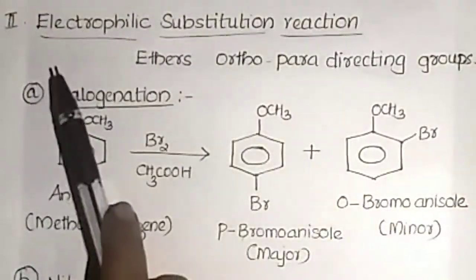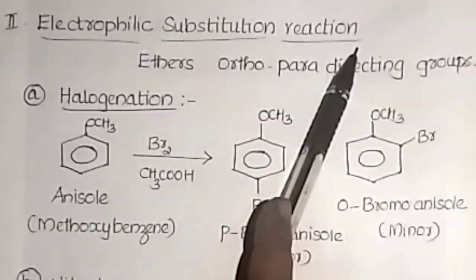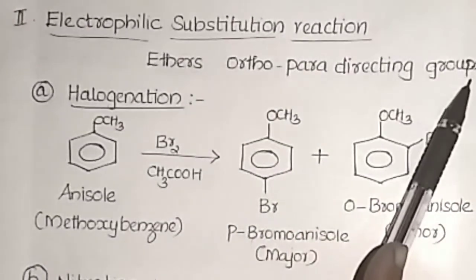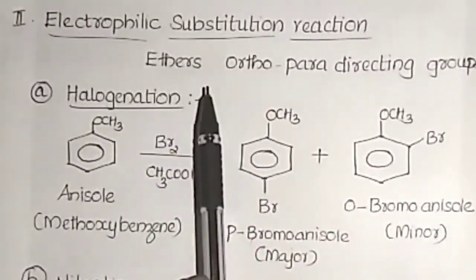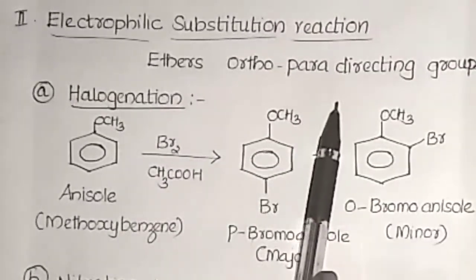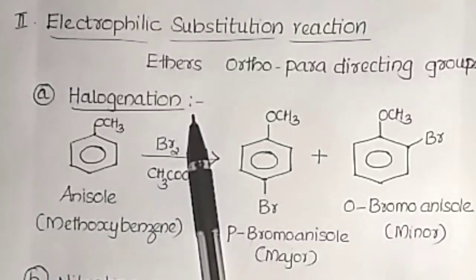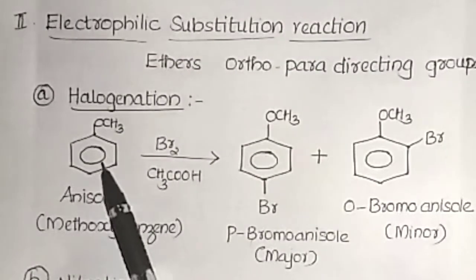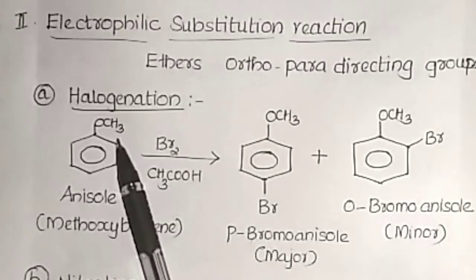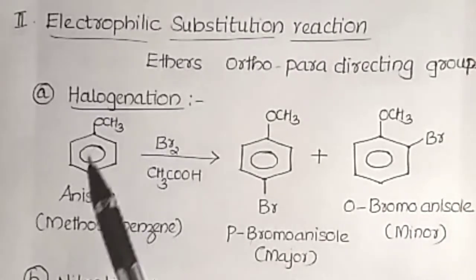Next, the second type of reaction is electrophilic substitution. Ethers are ortho-para directing groups, so the electrophilic substitution takes place at the ortho and para positions. The first one is halogenation. We take anisole, methoxybenzene, an aromatic ether, as the example.